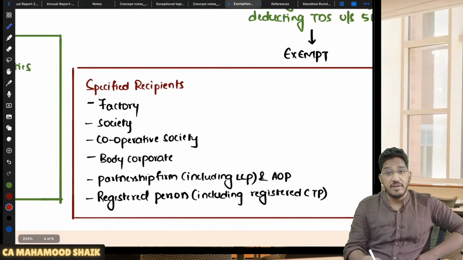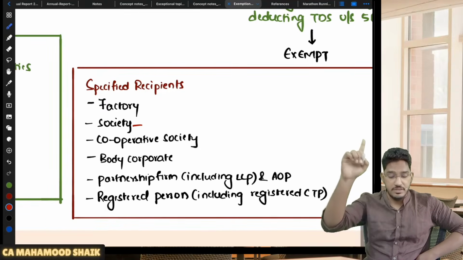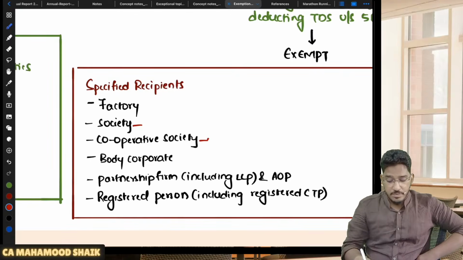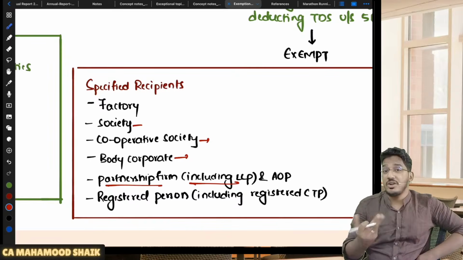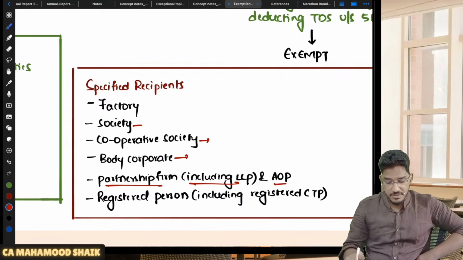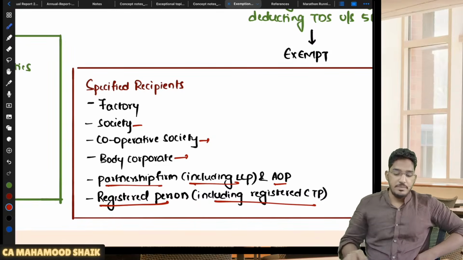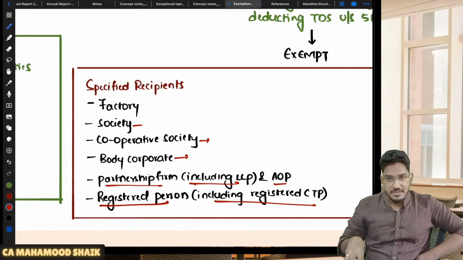A factory registered under Factories Act, a society registered under Cooperative Societies Act or Society Registration Act, or a cooperative society, body corporate, partnership firm, including LLP, whether registered or unregistered, doesn't matter, including association of persons, or already a registered person, including registered CTP. If the recipient falls under any of these specified recipients category.